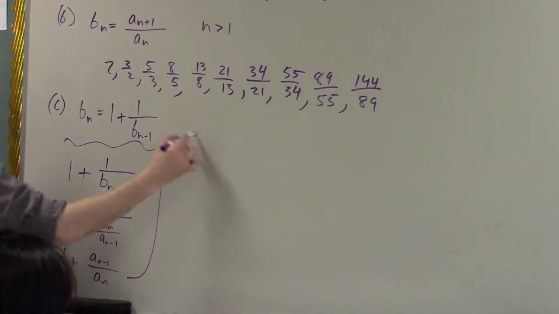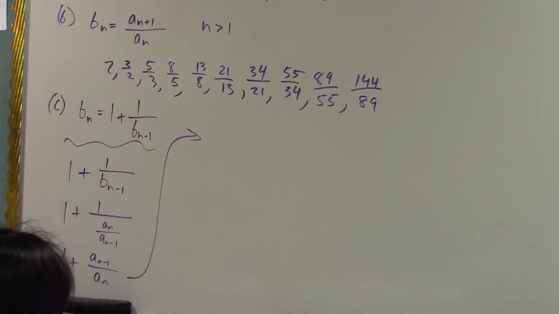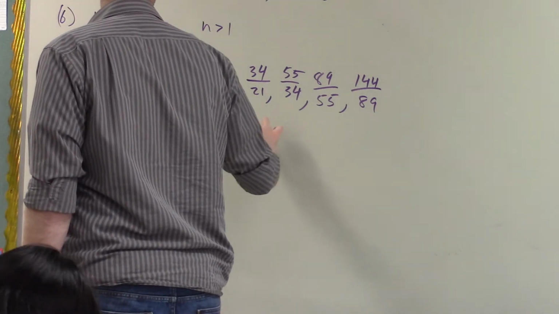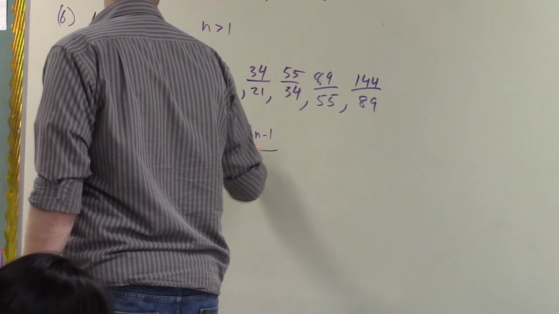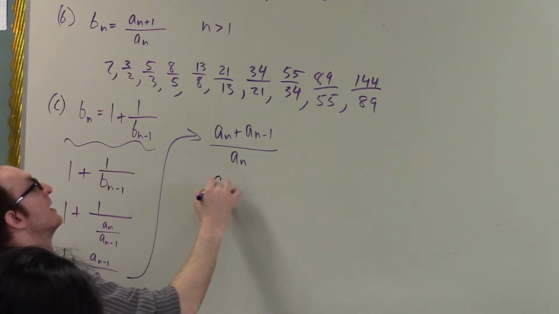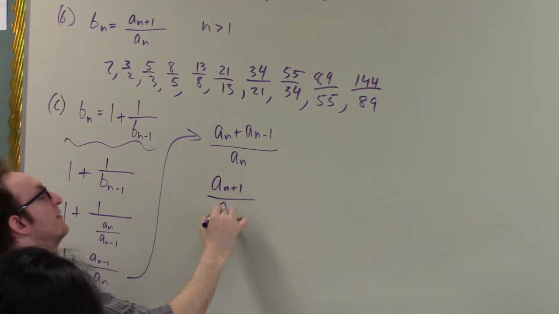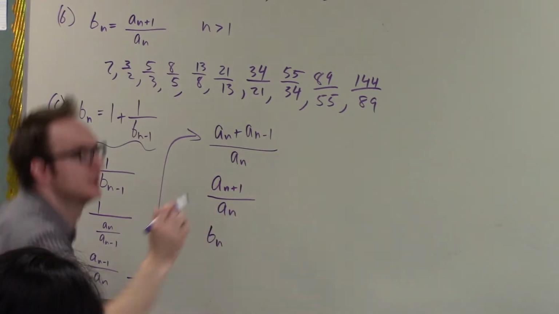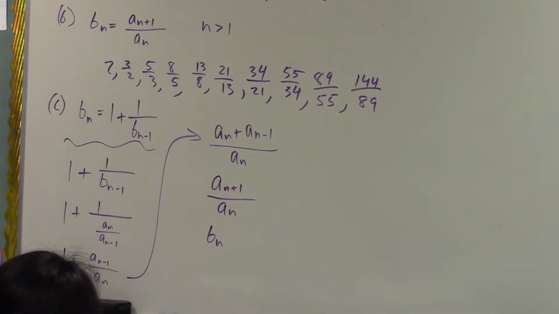Okay, what now? Well, I can do common denominator. So this is really a sub n plus a sub n minus 1 over a sub n. And now I notice something. This numerator is actually just a sub n plus 1 by the definition of Fibonacci. And that is b sub n by the definition of b sub n. So that's basically it. Okay.